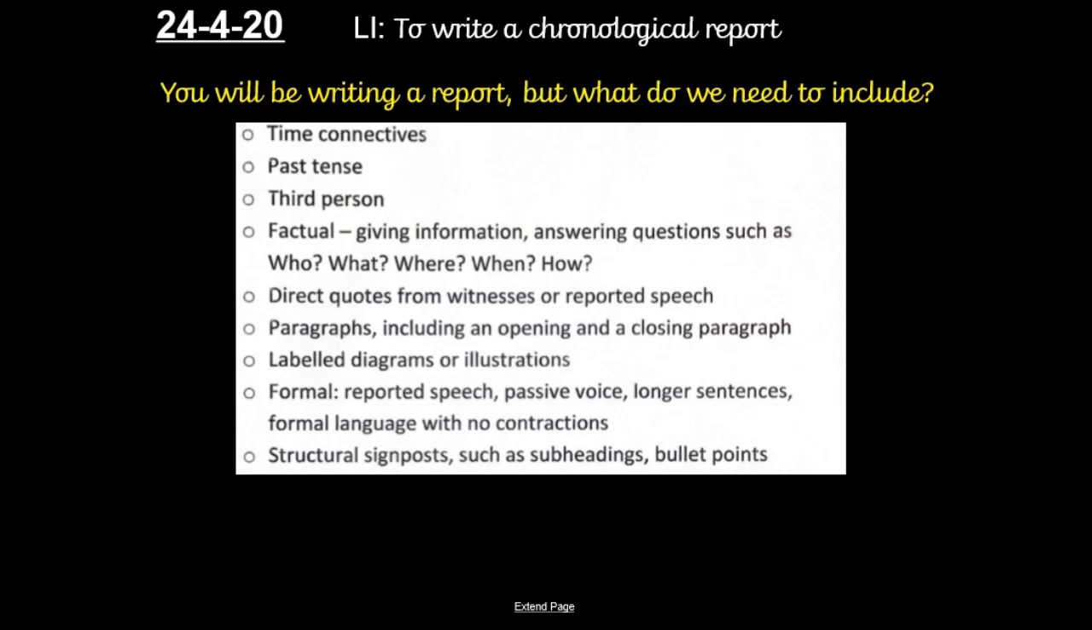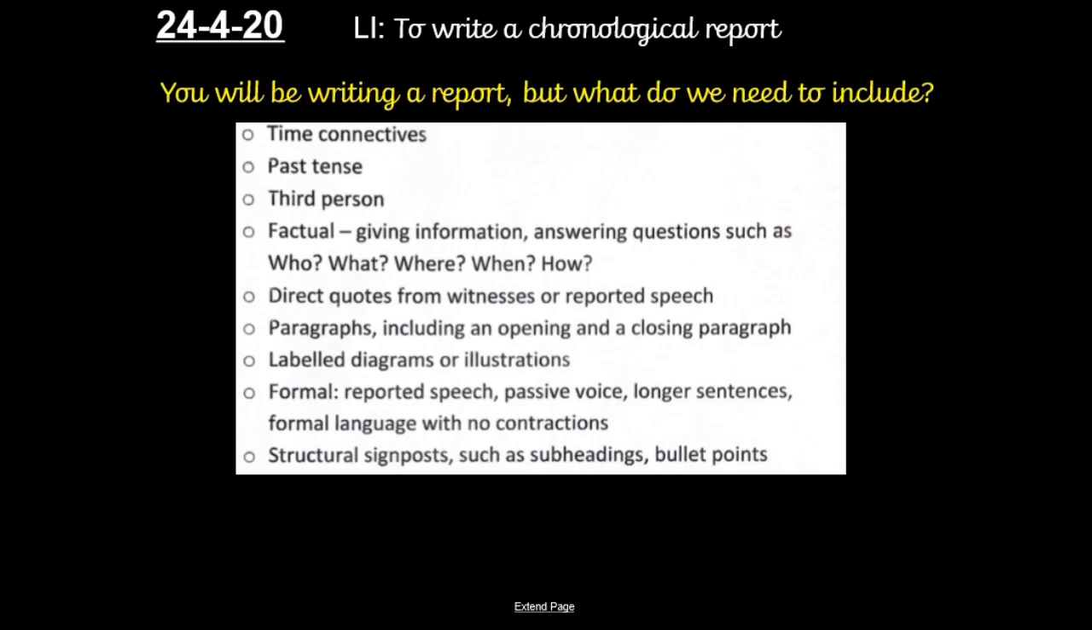Of course, we need time connectives. They're hugely important to link and to give the reader of your report some context to how long has passed between different paragraphs or different sentences. Generally, they will be in the past tense because they're historical, and this one will be in third person. Of course, it should be factual, so therefore it gives information and answers questions such as who, what, where, when, why, or how. If you have a witness or you have a quote from somebody, include that into your report.